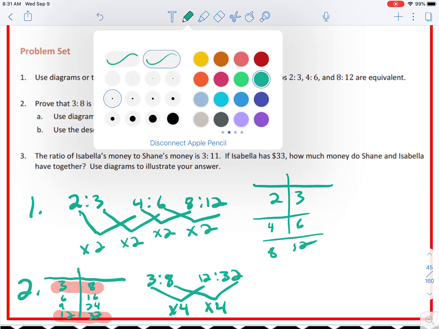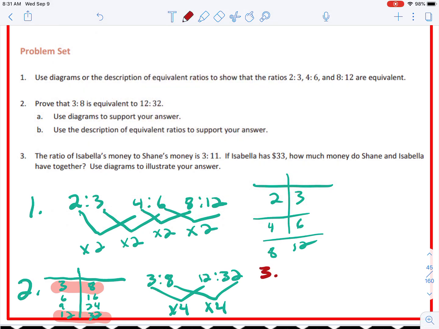Okay. Now, number 3 in a different color. The ratio of Isabella's money to Shane's money is 3 to 11. Okay? 3 to 11. If Isabella has $33, how much money does Shane and Isabella have together? Use diagrams to illustrate your answer. So I'm going to use tape diagrams. Okay? Isabella is the 3. Shane is the 11. So I'm going to make one with 3 and one with 11.